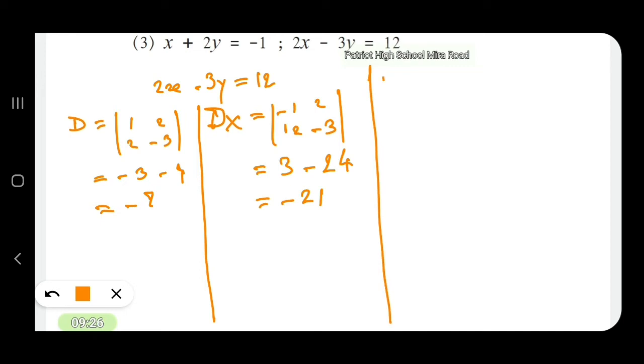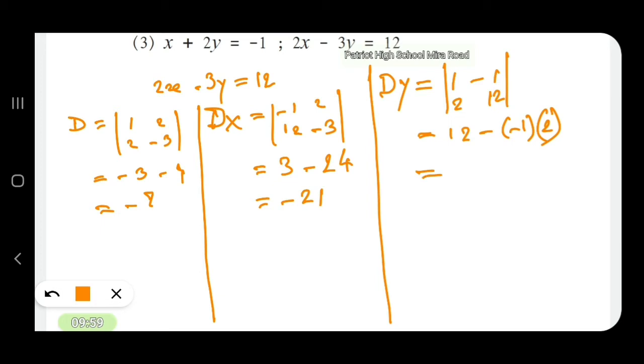Dy, we will bring the third column in place of the second. So we have determinant dy as 1, 2, minus 1 and 12. 12 ones are 12. Minus of minus 1 multiplied by 2, so it will be 12 plus 2, which is 14.